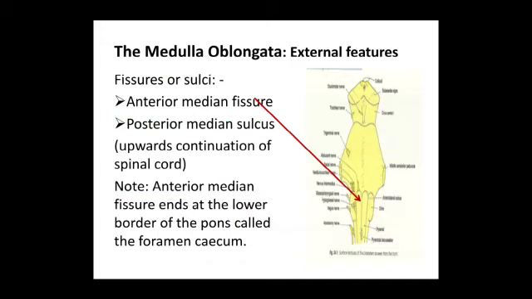So, the following fissures or sulci are seen. Anteriorly, in the midline is the anterior median fissure. Similarly, posteriorly, the posterior median sulcus. Both are continuous downwards with the similar fissure or sulcus in the spinal cord. This anterior median fissure ends at the lower border of the pons, called the foramen cecum.